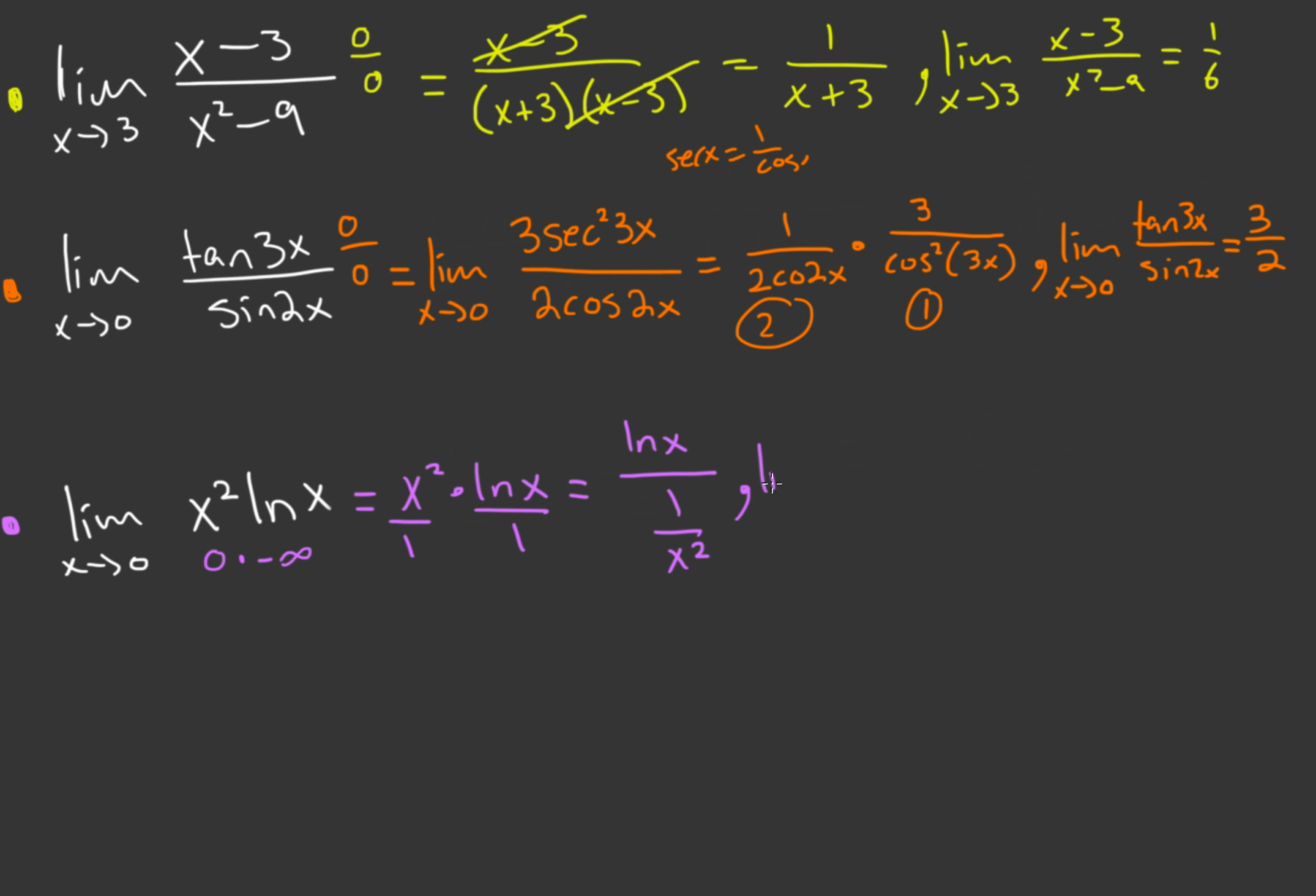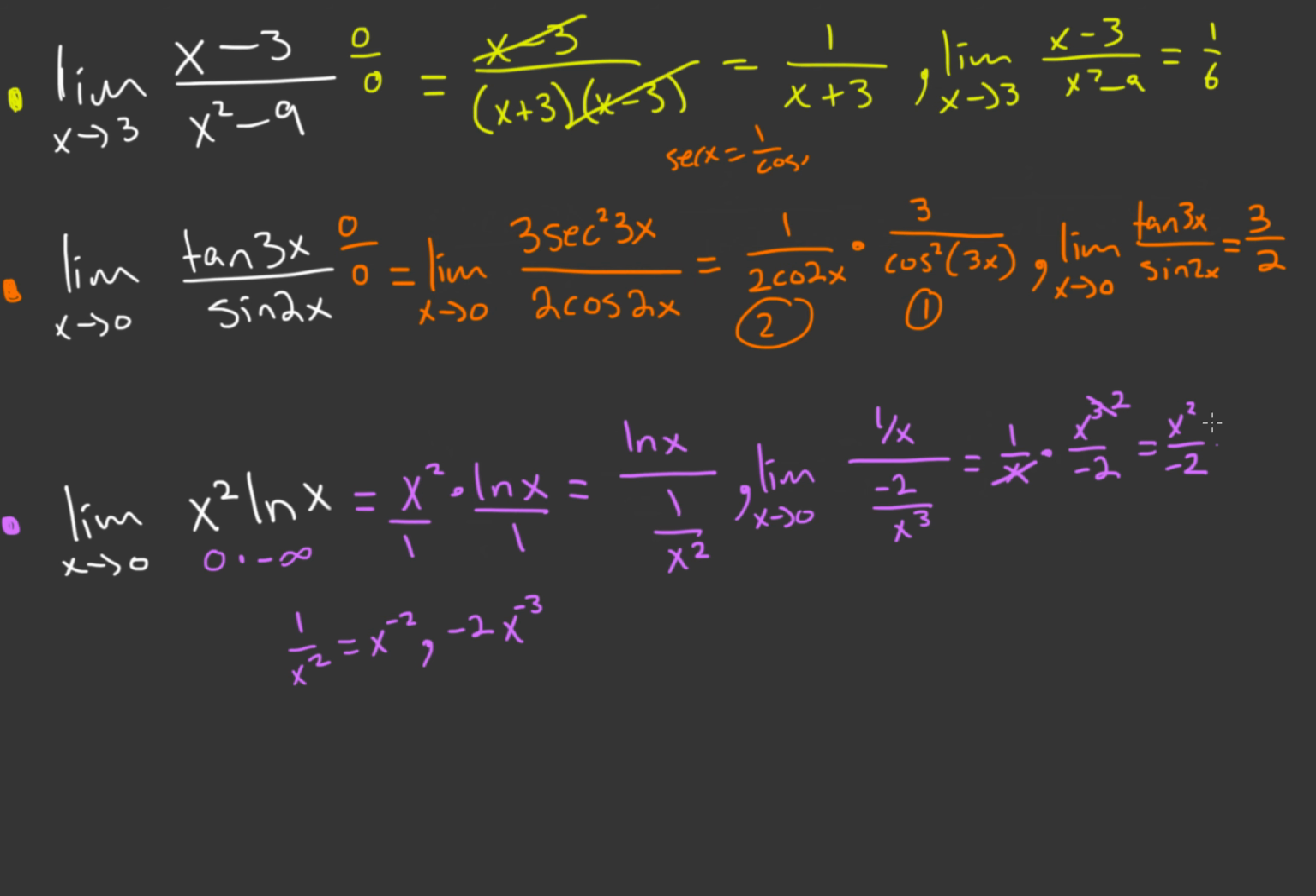So the limit as x goes to 0 of the derivative of the top. When we take the derivative of natural log of x, we get 1 over x. So we get 1 over x over the derivative of 1 over x squared, which is x to the negative 2, so we get negative 2 times x to the negative 3. So this will be negative 2 over x cubed, essentially. Now we can simplify this. This is equal to 1 over x multiplied by x cubed over negative 2. If we cancel out the x, this becomes squared. We get x squared over negative 2.